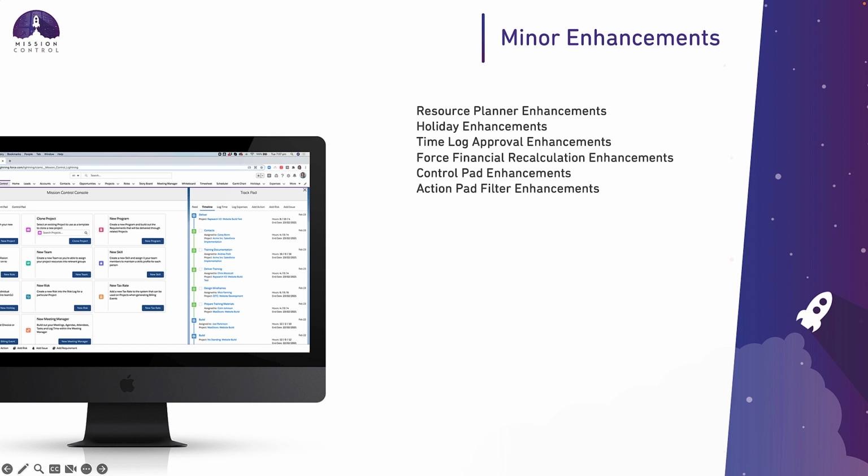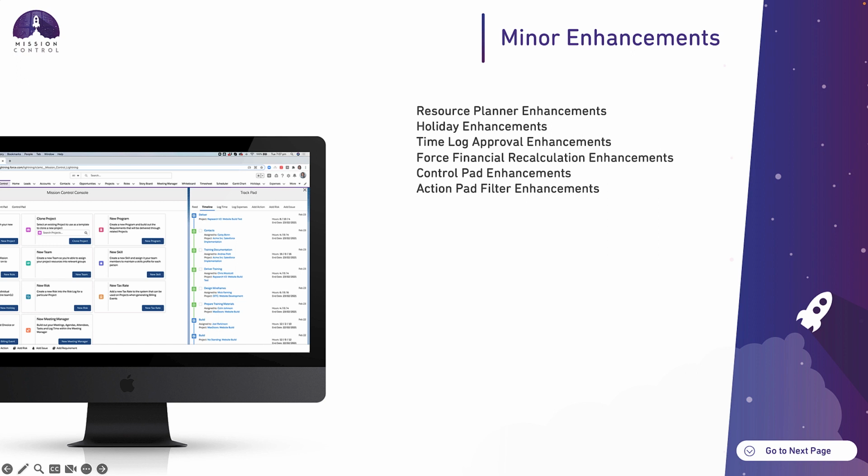Just to cover off the minor enhancements, the resource planner has had a few updates. You can now control within the settings the decimal display setting, so choosing whether you just see whole numbers or you see two decimal places. There's also been settings added to allow you to control which standard columns are displayed, so you can choose to display or hide existing out of the box columns.